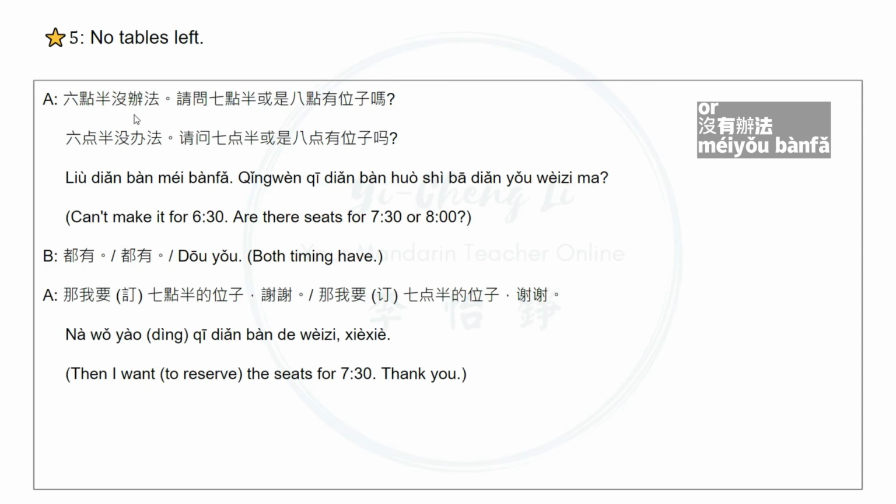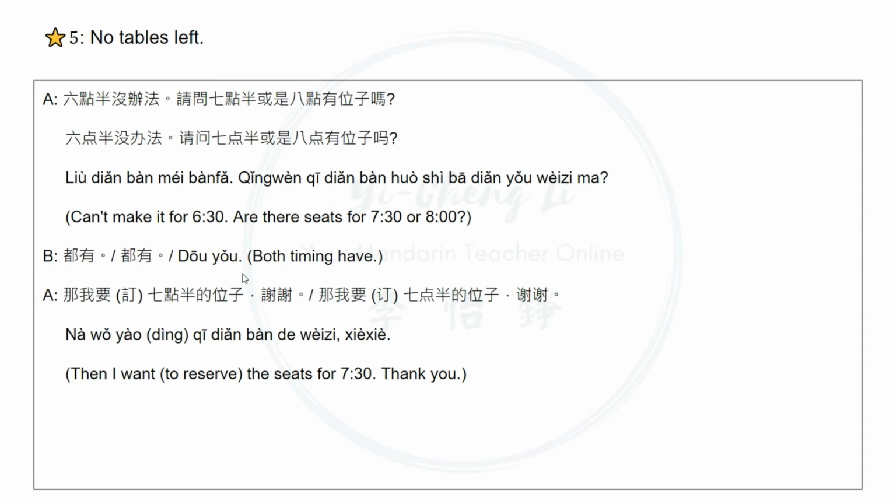Then you say, 6点半没办法，请问7点半或是8点半有位置吗？Or you don't need to say A or B. You don't need to give them a lot of options, saying both of these options work for me, do you have seat at any of these? You can just say one of them. So, for example, 请问7点半有位置吗？They may say 都有, emphasizing both of them have seat. Or they might answer, 7点半有 or 8点有. So they will answer which one they have, or both of them, 都有.